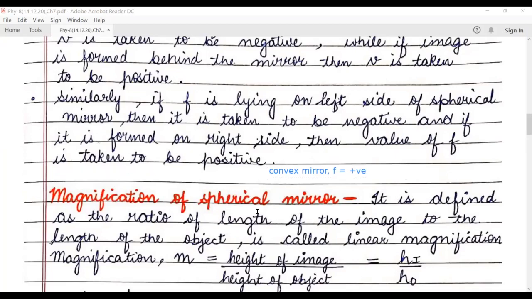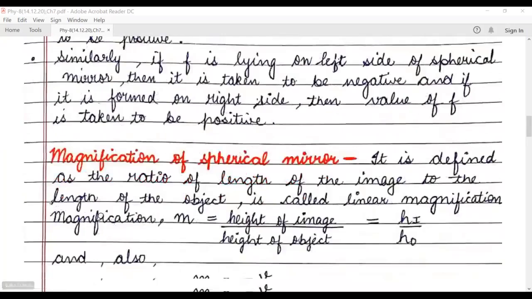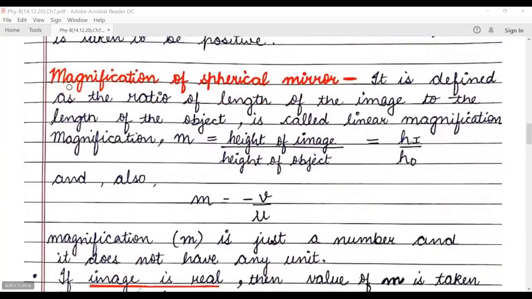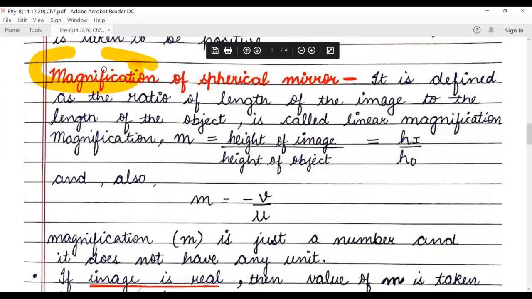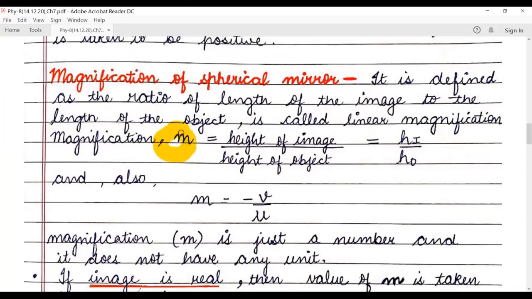Now coming to the next topic, and it is a very important topic. It is named as magnification of spherical mirror. So students, how to define this term magnification? Magnification is defined as the ratio of the length of the image to the length of the object. And it is denoted by a letter small m.